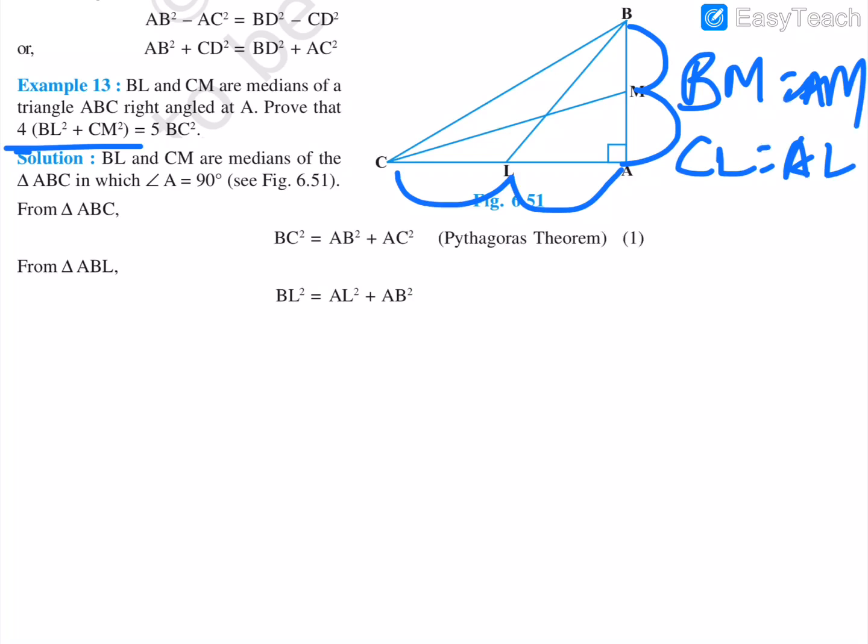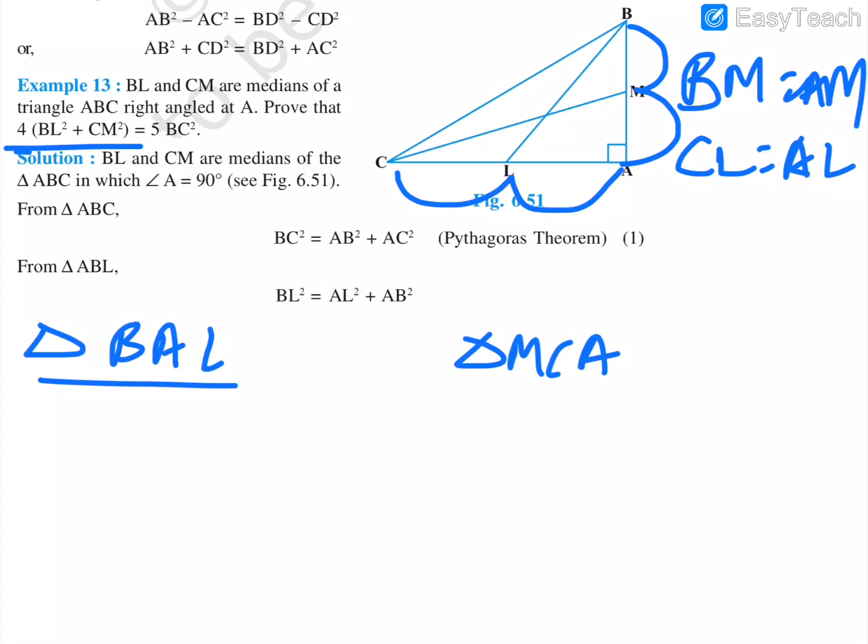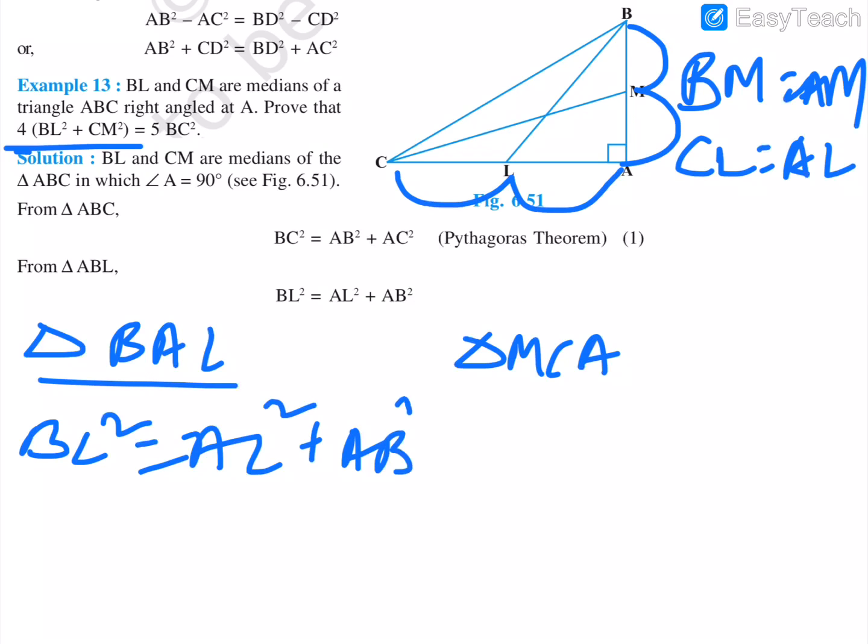The first triangle being, let's take the bigger triangle ABC. Here we are not using this ABC triangle at all. So let's take triangle BAL, and another triangle MCA. So here in this triangle BAL, what is the side opposite to the right angle? The right angle opposite side is BL. So BL square is equal to AL square plus AB square.